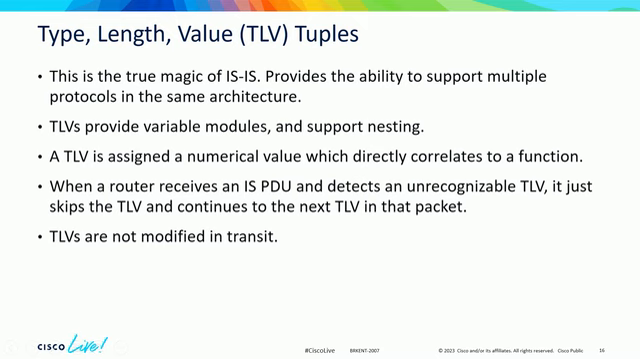So TLV number 2 builds that out. Now, there's a numerical value assigned with that. And so if it has an unrecognizable TLV, it's just going to skip that TLV and continue processing on to the next TLV. And TLVs do not get modified in transit.